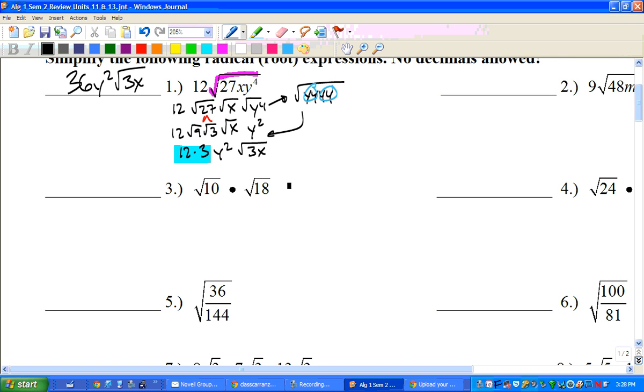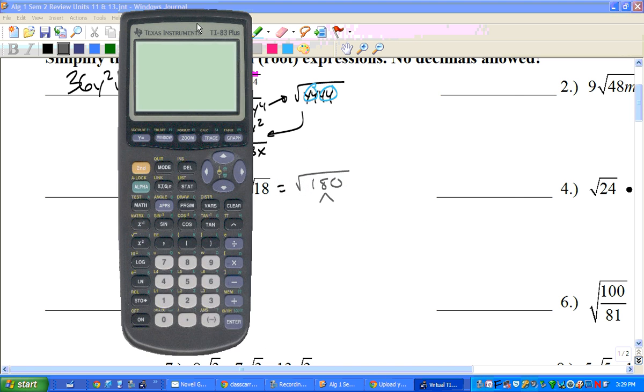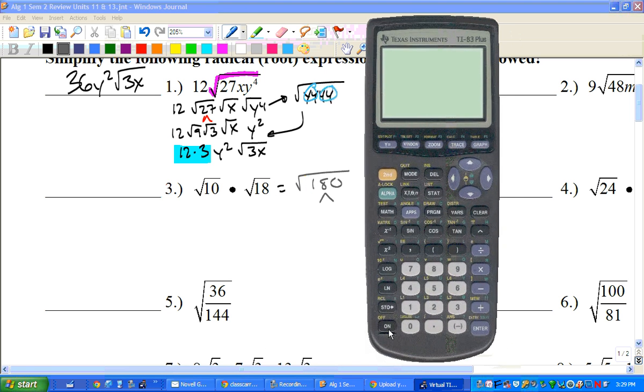Alright, number 3. First thing we want to do with those two guys is to multiply them, and we get 180. Alright, and now we want to start looking to see what perfect square goes into that. And remember, you always start with the one that's closest to it, so 180 divided by 144, no. 121, oh, sorry, that's 180. Okay, and you want to keep going until you find the one that works.